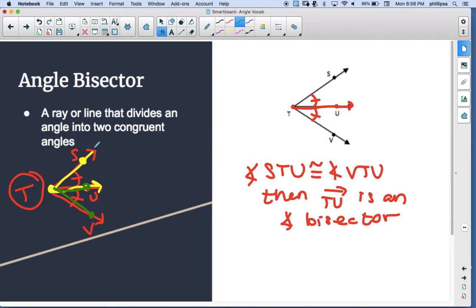Or for that matter, you can also be talking about this entire big angle here, STV. So what I always like to constantly remind you guys is that I would always, when possible, name an angle with the three letters, with the vertex being in the center. This will avoid any time that you can't use just a single vertex letter.